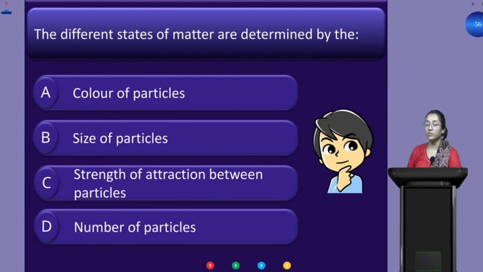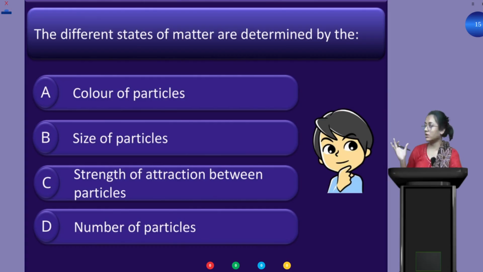So I am telling the question again. Okay. Different states of matter are determined by which thing? Option A, color of particles. Option B, size of the particles. Or option C, strength of attraction between particles. Or option D, number of particles. Which one will be the right answer? Tell me.